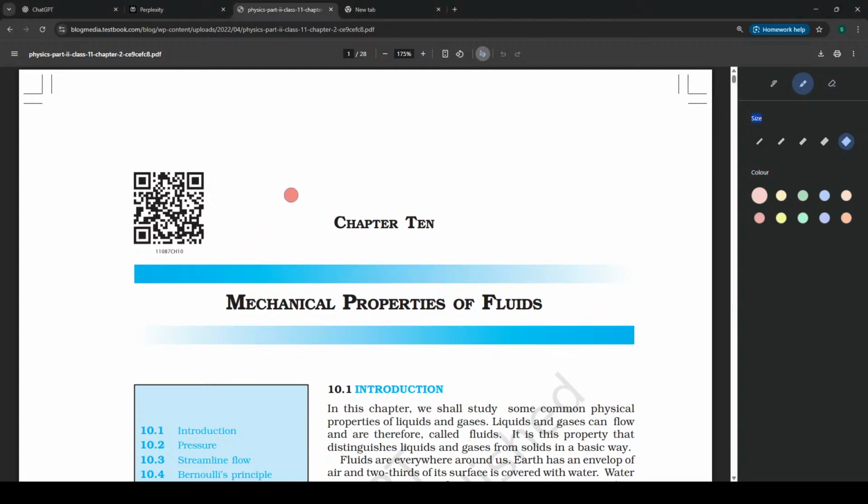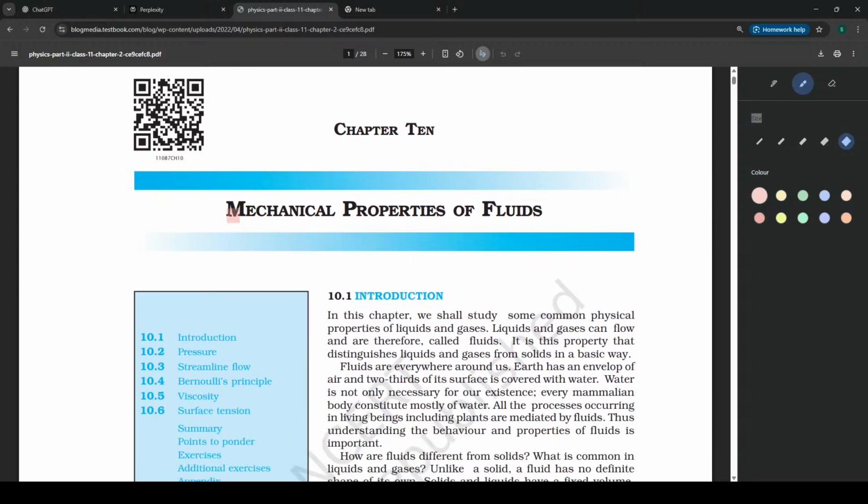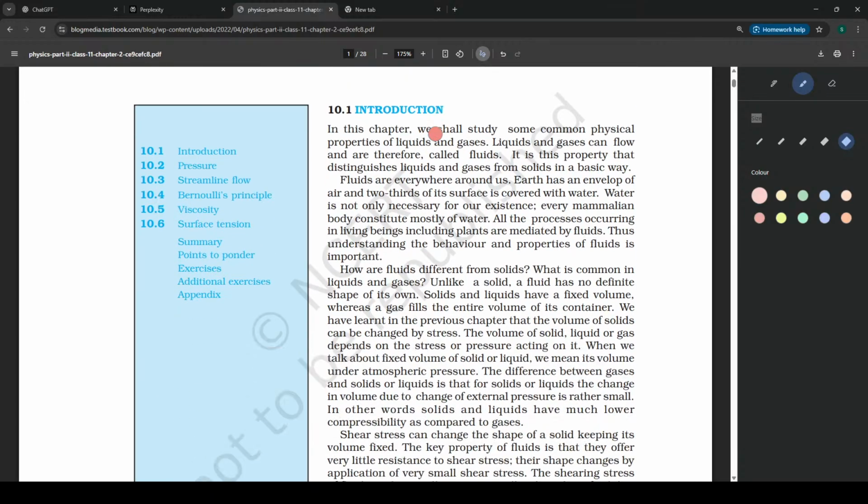Class 11, Chapter 10, that is Mechanical Properties of Fluids. Okay, then let's start this chapter, Chapter 10 of Class 11 Physics. Let's see the topics: pressure, streamline flow, Bernoulli's principle, viscosity, surface tension. Those are the topics here.